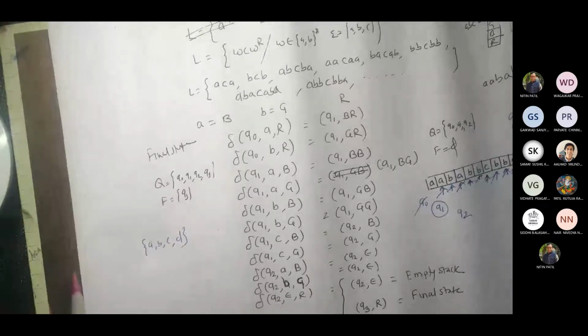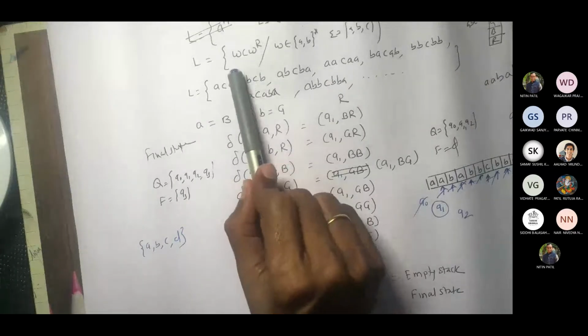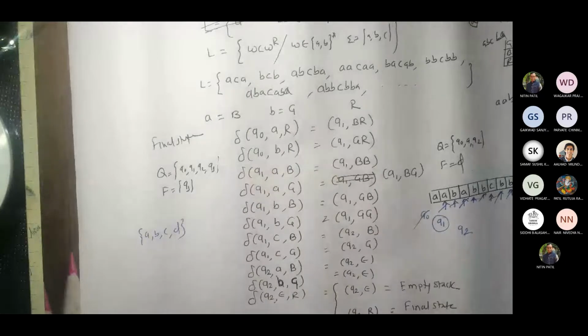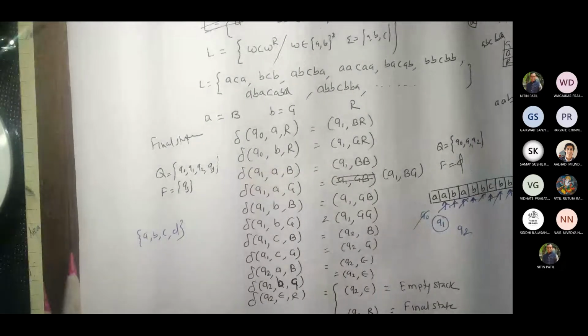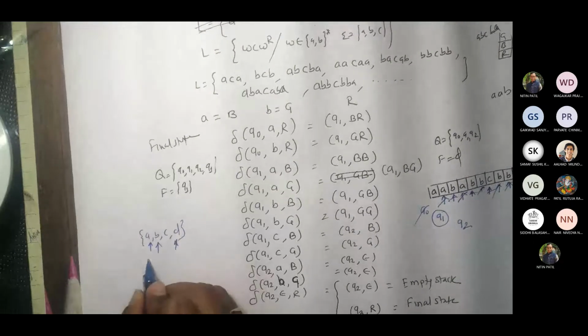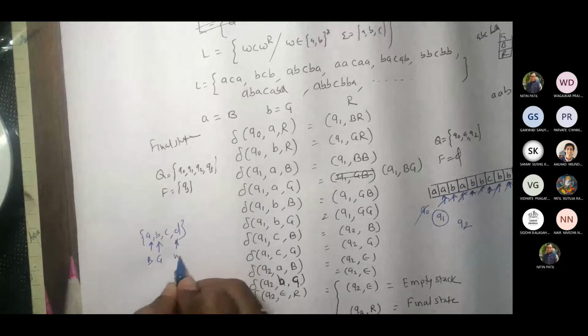Now what change is required here in this case? Same language, L equal to WCWR. I want you to write this definition. Now there would be an addition, because you have A, you have B, and you have D. So you write blue, green, and white.